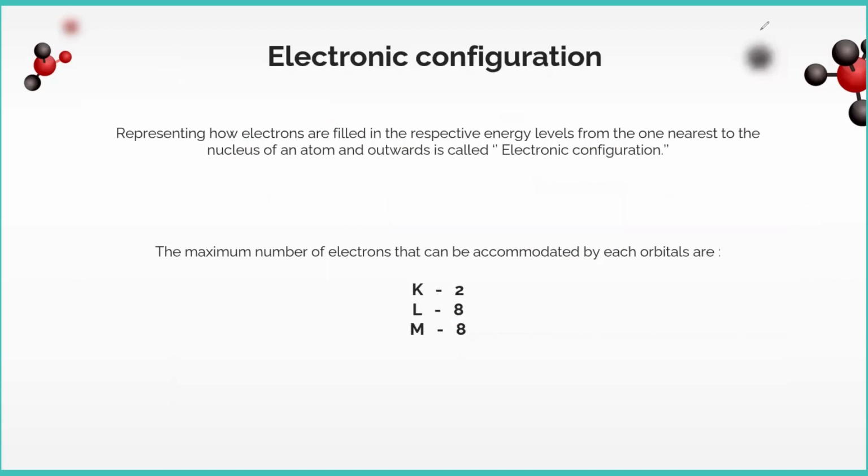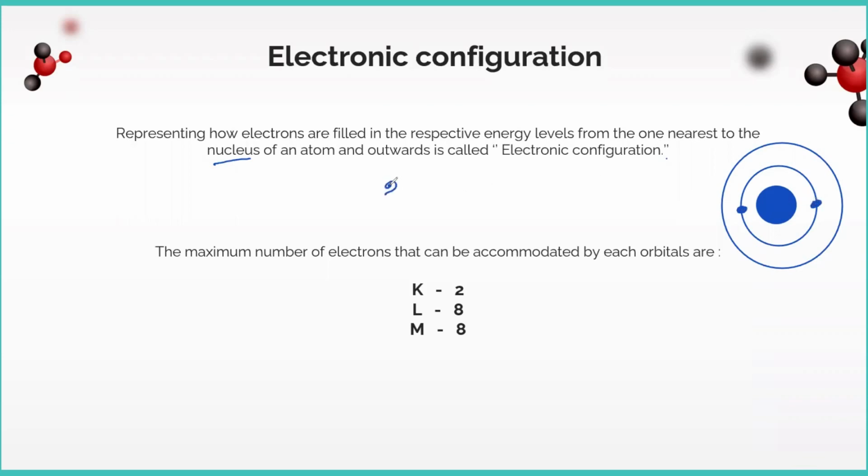Now we are going to speak about the electronic configuration. So representing how electrons are filled in the respective energy levels from the one nearest to the nucleus. So let me do that. If this is the nucleus, this can be the energy level that is closer to the nucleus. And here comes our second energy level. So electronic configuration is writing the order of electrons from the nucleus and outwards. For an example, in the first energy level, the maximum number of electrons that we can fill is 2. So the 2 will be written first, and the maximum number of electrons that can be filled in our second energy level is, yes, I heard you, it's 8. So writing this arrangement of electrons in the orbitals is called the electronic configuration.